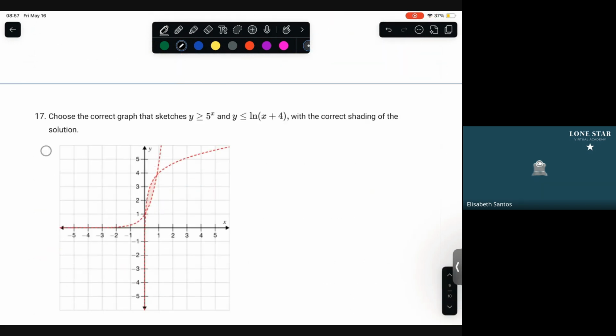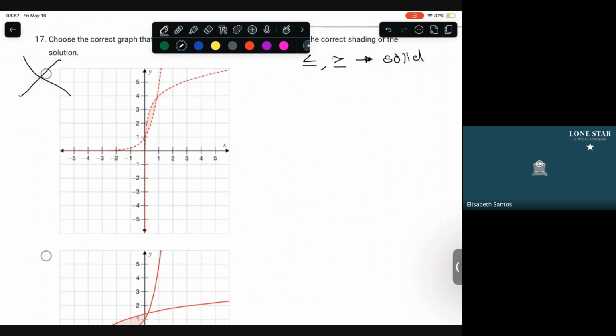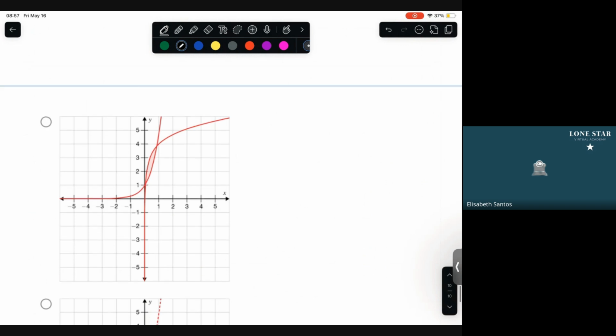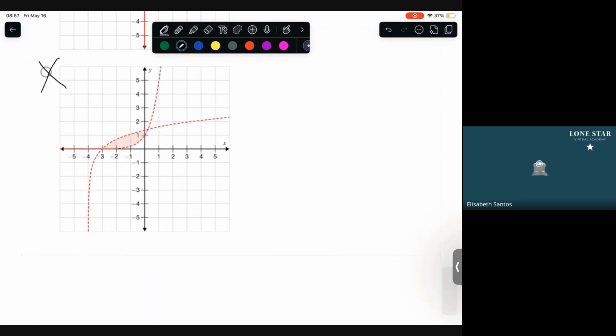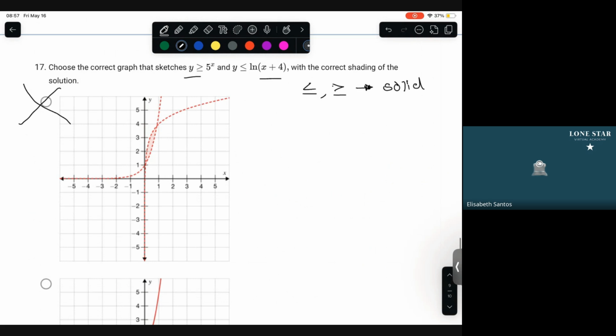Okay, and then last one. Choose the correct graph that sketches these two. So if you remember, if you have less than or equal to or greater than or equal to, your graph is going to be a solid line. So we can already cross this one out since it's dashed. That one's solid, and then we can cross that one out.